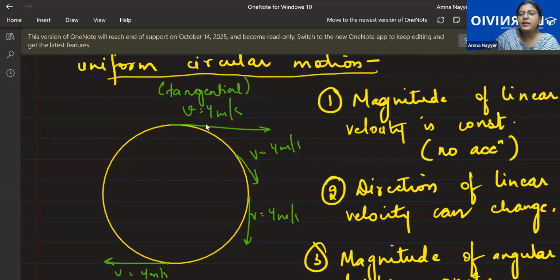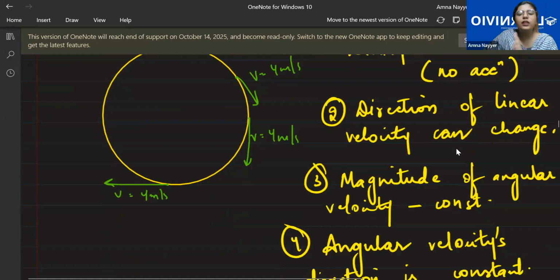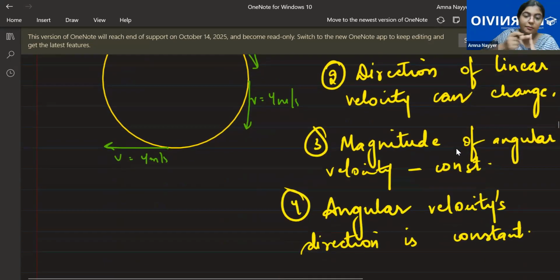So first is the magnitude of linear velocity is constant, you don't have acceleration, and the direction of the linear velocity is allowed to change because it is tangential, and at every point the tangent will be different. So direction can change. These were the two points about the linear velocity, its direction and its magnitude. But for angular velocity, everything has to be constant. The magnitude also, the direction also.